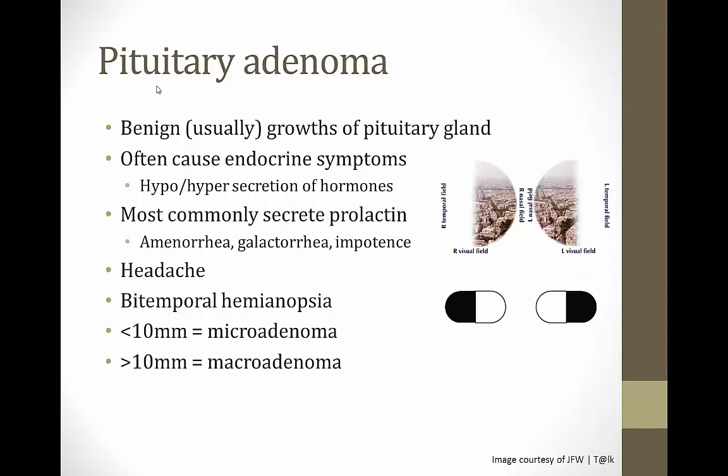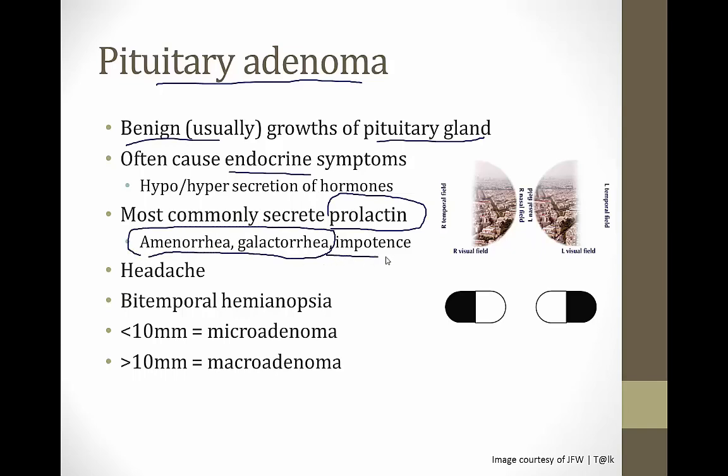The final adult tumor we'll discuss is the pituitary adenoma, and this is usually a benign tumor that grows in the pituitary gland. Its biggest problem is often its effect on the endocrine system because it can cause increased or decreased secretion of hormones. They most commonly secrete prolactin, so in women that gives symptoms of amenorrhea and galactorrhea, and in men it can cause impotence. They also present with a headache.